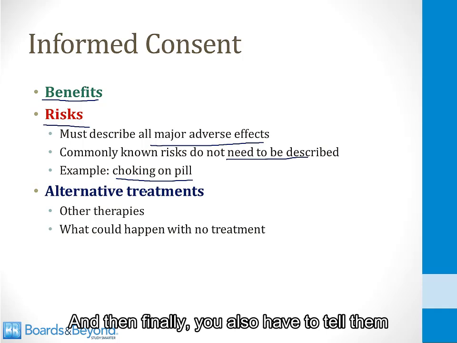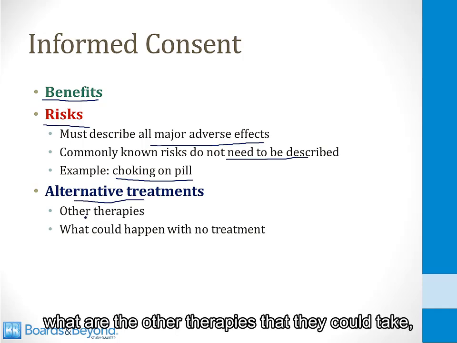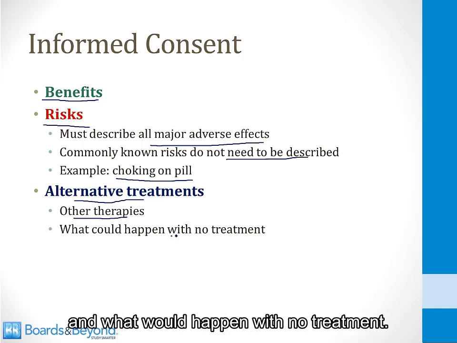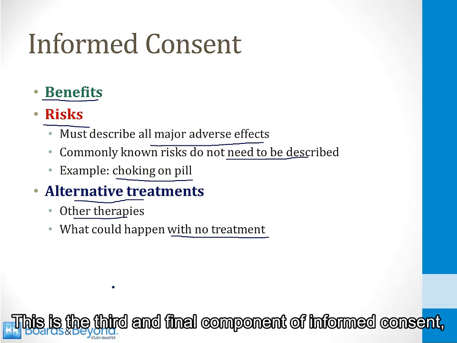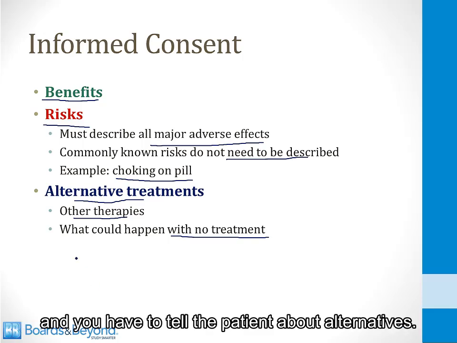And then finally, you also have to tell them what the alternatives are. What are the other therapies that they could take instead of what I'm recommending? And what would happen with no treatment? This is the third and final component of informed consent, and you have to tell the patient about alternatives.